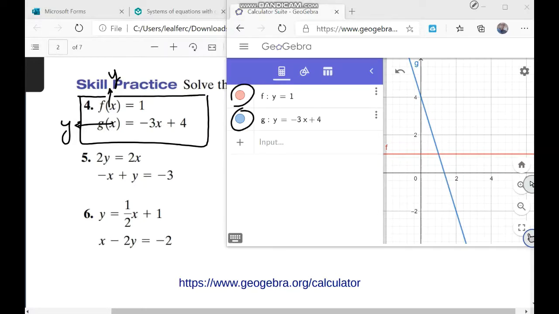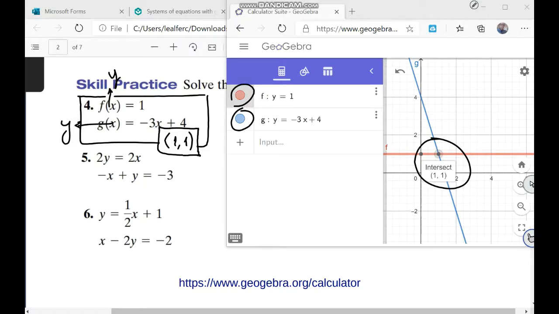The answer for this case here, this is the first case, the case where the graphs cross in one point. And the answer is going to be this intersection point here, which we will be able to read 1 and 1. So the answer here is parenthesis 1, comma 1. This is how we'll answer the first case, the first situation. Okay? This is a review from last week.